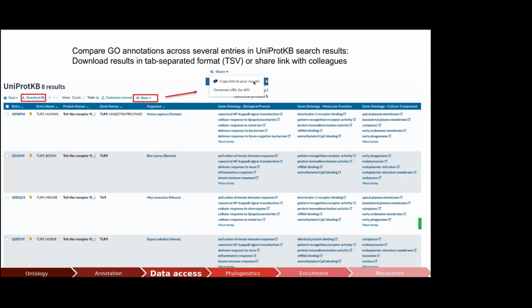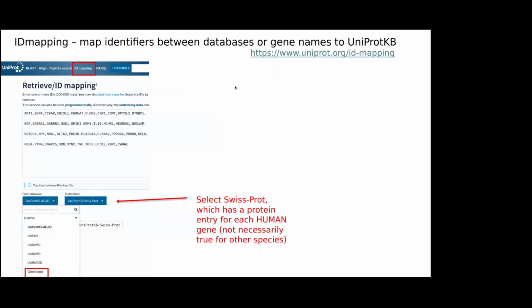You can click on this share button, which will generate a link to your results that you can share with colleagues or bookmark, or you can use the URL programmatically. Now we're going to show one more thing that you might need for the gene ontology enrichment exercise, at least with some services. And this is a tool that allows you to search UniProt with a list of accession numbers, either all from UniProt or from another database.